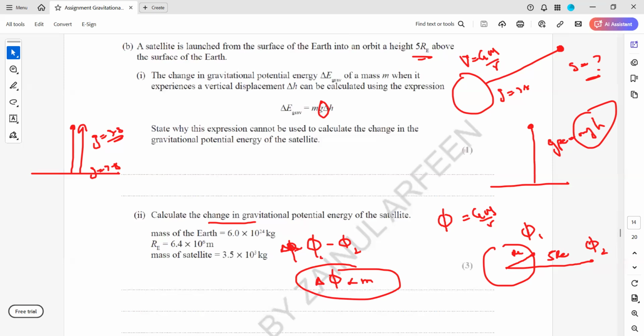Yes, the radius is always taken from the center, and phi is actually the potential. It's not the gravitational potential. It's the potential at a certain point in space. When we don't have a constant gravity, we use the potential equal to GM over R, and at the last we multiply by mass.